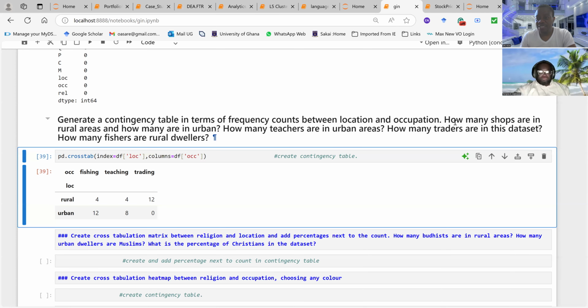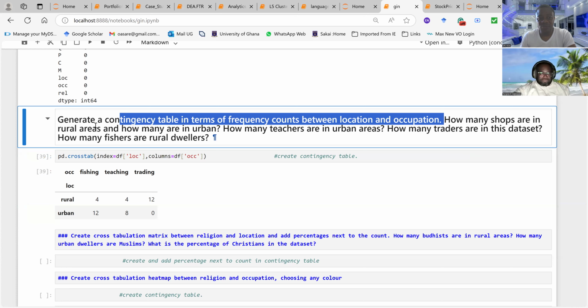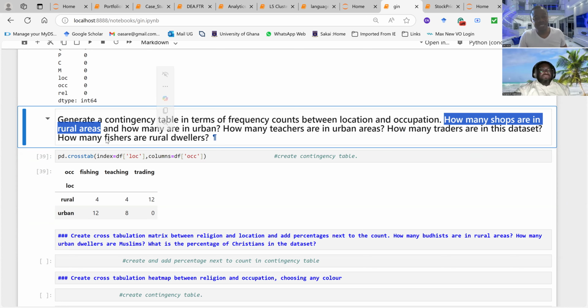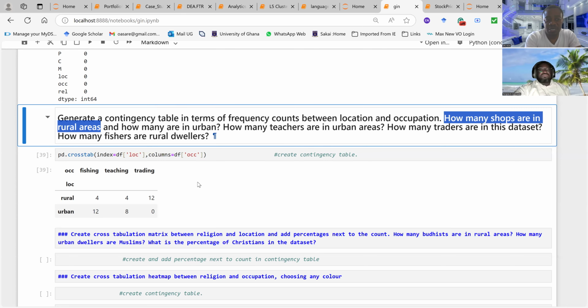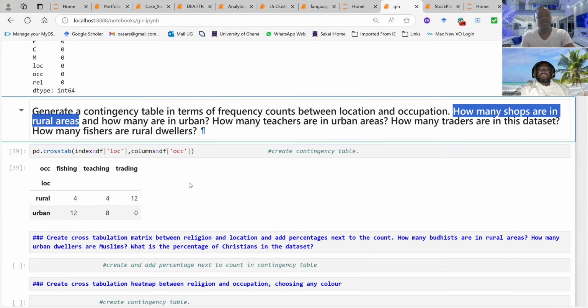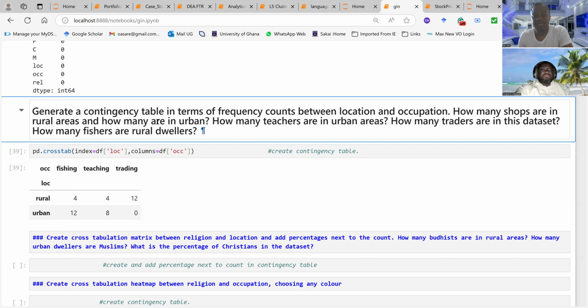You are told to answer how many shops are in the rural areas. So let's answer that. Just look at the results and tell me how many shops are in the rural areas. Who can guess? The numbers are there. How many shops are in the rural areas?